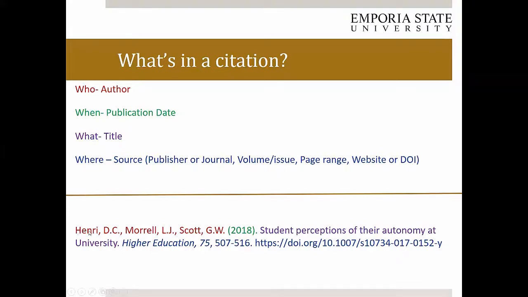We have our who's, our authors here, the publication date, the title, and then the source, which is a journal, the Journal of Higher Education. I have the volume number of 75, the page range, and a DOI.